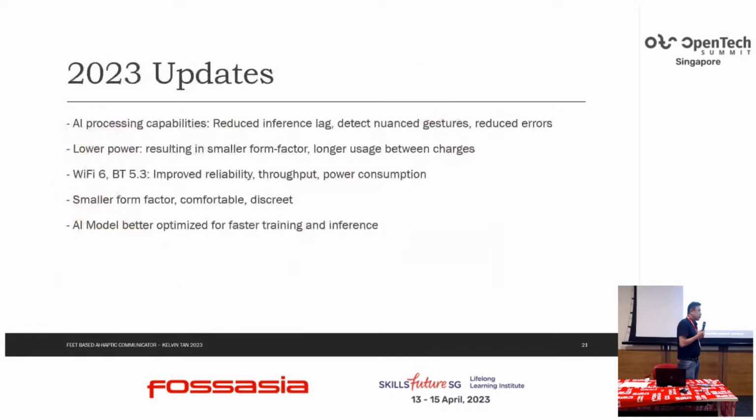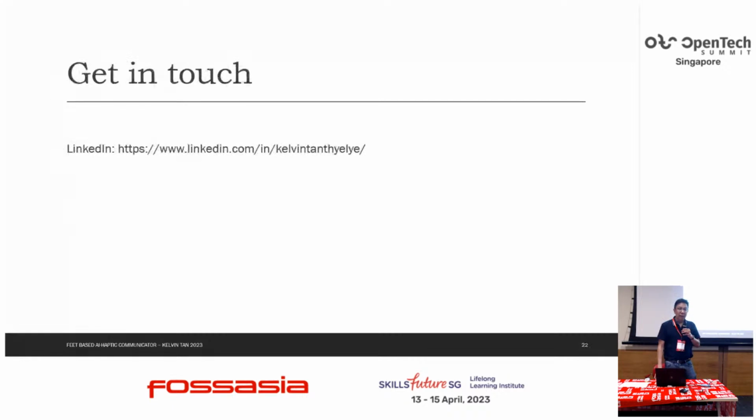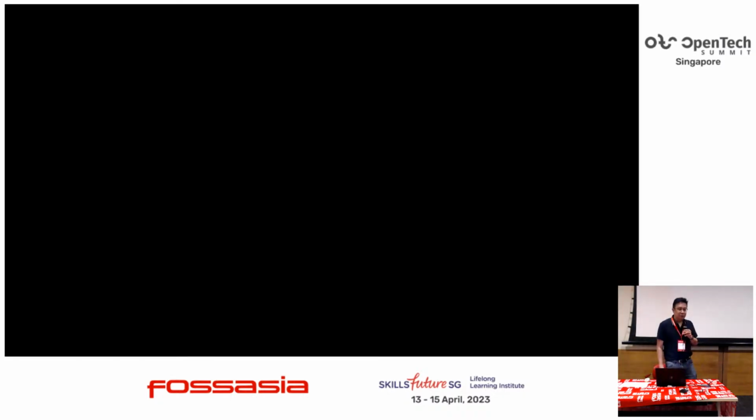So I think with the 2 years since the last update, it's now even easier to do this because of the improved AI processing capability. And then we can even have the additional Wi-Fi 6 and Bluetooth, which improve the reliability, performance and power consumption. So that's all for my presentation. Get in touch and let's see what can be discussed. Okay, thank you.